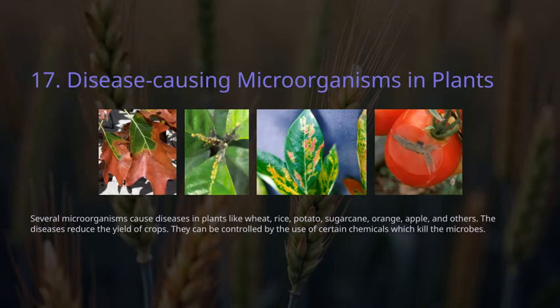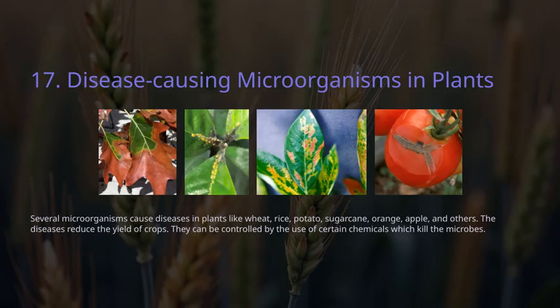Today, I want to talk about disease-causing microorganisms in plants. As we've seen, several types of microbes can infect important crops like wheat, rice, potatoes, sugarcane, oranges, apples, and many others. These diseases are a significant problem because they directly reduce the crop yields, which impacts food supply and farmers' livelihoods. What's crucial to understand is that these microorganisms are the culprits behind many plant diseases. They can be bacteria, fungi, viruses, or other pathogens that invade the plant tissues.